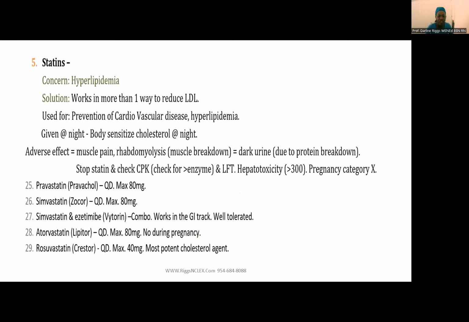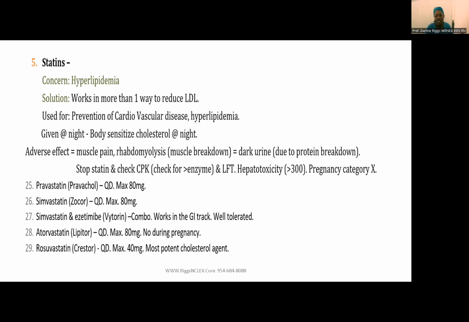Okay, so now we are on the statins. Okay, so why are we giving this family of drugs? Why are we administering them? So we're only administering them if the client's cholesterol, right, lipids are high. So hyperlipidemia is where you'll see these medications being administered.